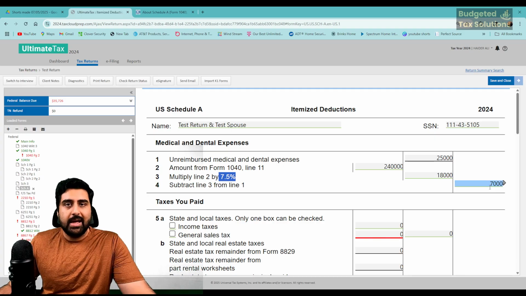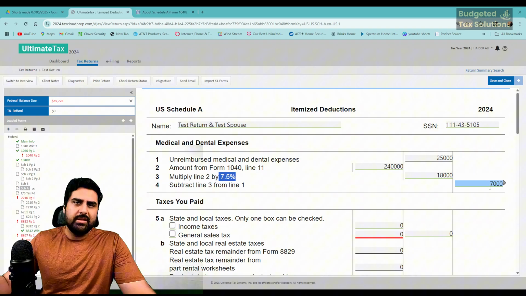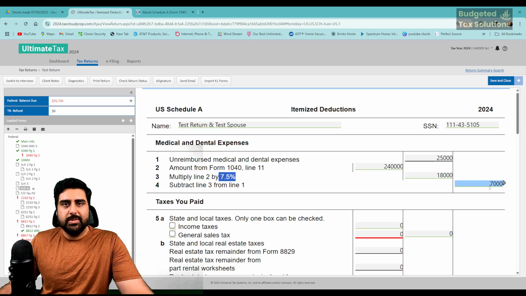Insulin is included even without a prescription, as are hospital services and ER visits, lab fees and diagnostic tests. So these are just some of the examples. You can check the detailed list on the IRS website, of course. Insurance premiums. Now, let's talk about insurance premiums for a second because that is important.